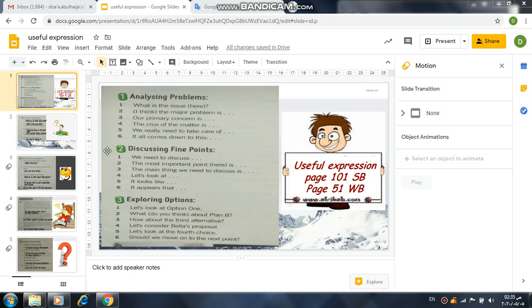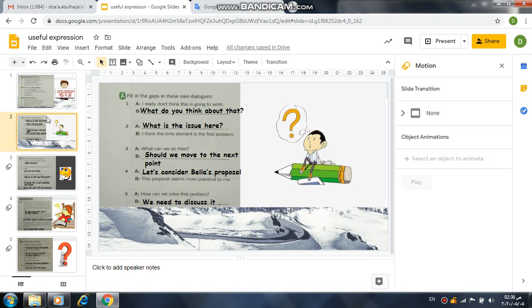Now, please, my students, we will do exercise A and B in your student's book and exercise A and B in your workbook. So, keep looking at these situations and these sentences and questions. You will use them to answer exercise A and B in your student's book and exercise A and B in your workbook. Let's go.